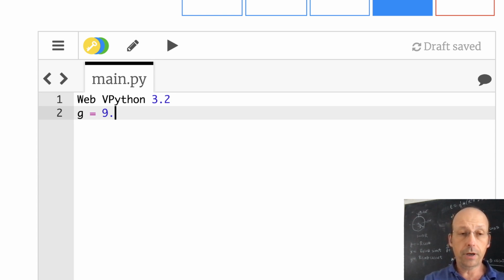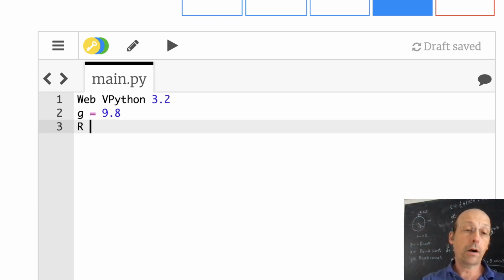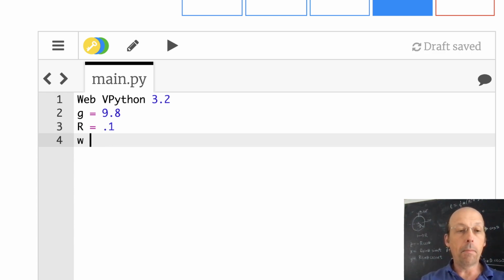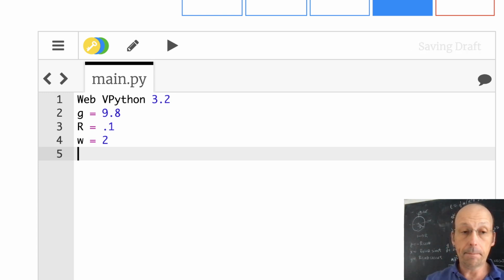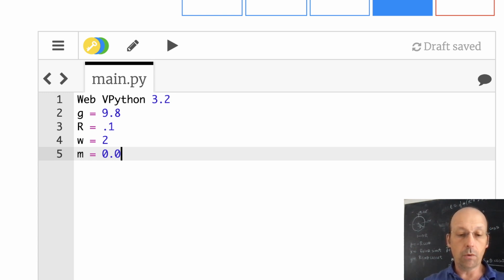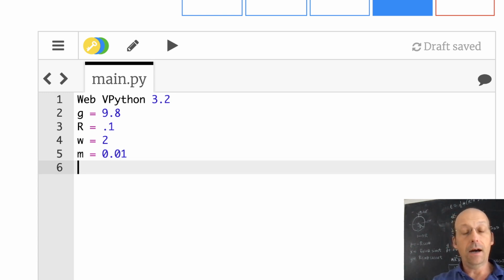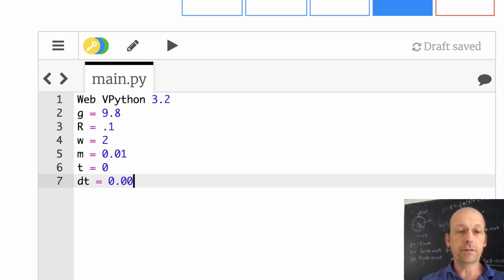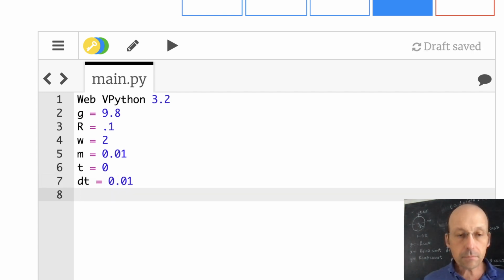G equals 9.8. R equals, I'm going to make the actual loop that I had. So R was 10 centimeters, let's say 0.1. Omega is going to be equal to 2. I'm just picking a value here. We can change it later. Mass doesn't matter, but I'll pick mass as 0.01, 10 grams. And then t equals 0, dt equals 0.01. Okay. I'm going to just make a rotating hoop. You got to start basic.